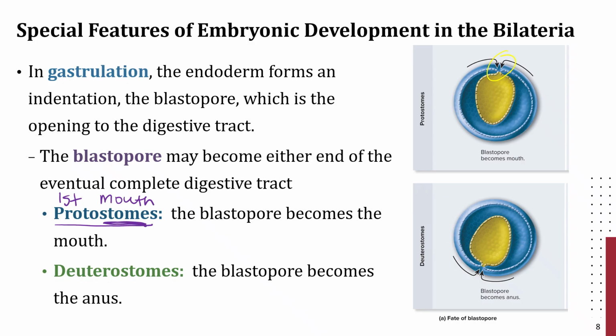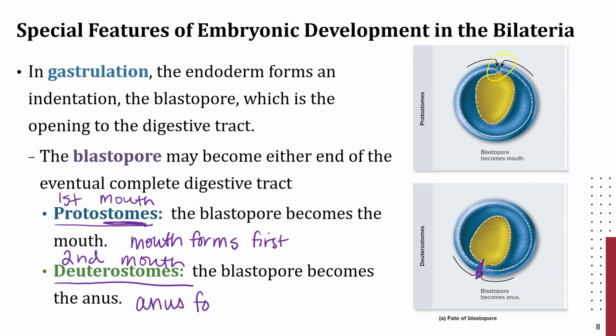So in our protostomes, the blastopore becomes the mouth. In other words, the mouth forms first. In our deuterostomes, deutero or duo means second. So this one means that the mouth forms second. If the mouth forms second, then this indentation has to be the other end, which is the anus. So in the deuterostomes, the anus forms first.